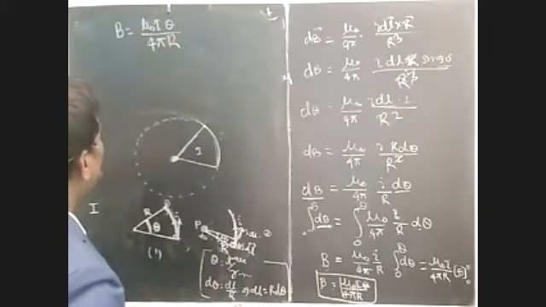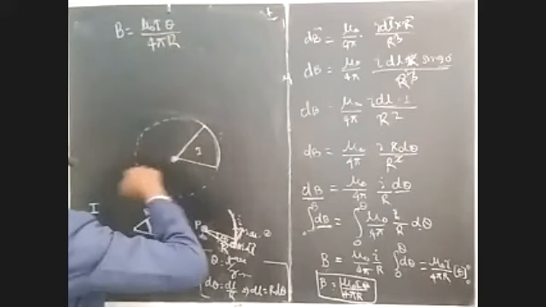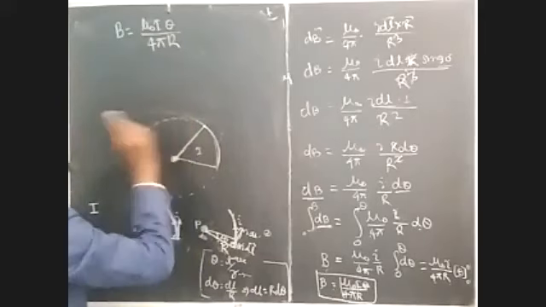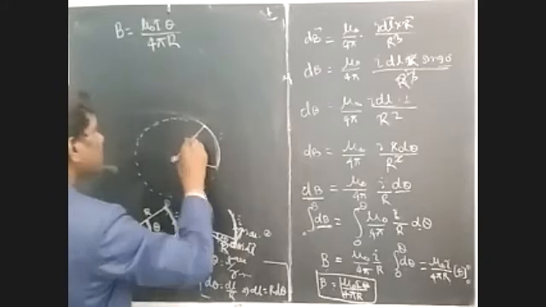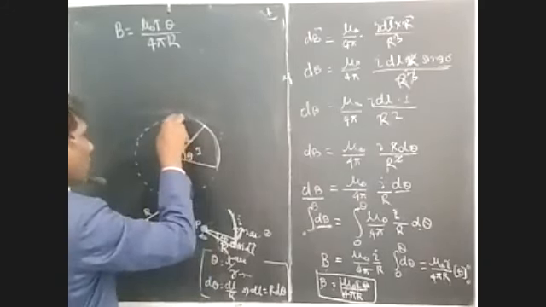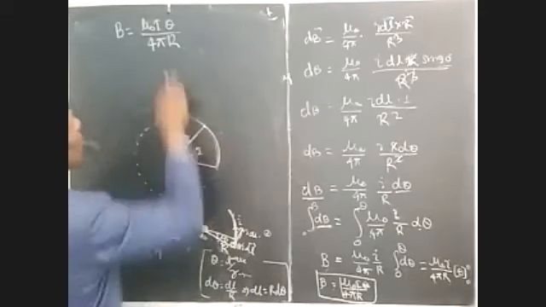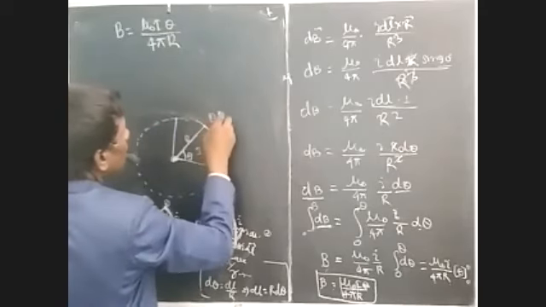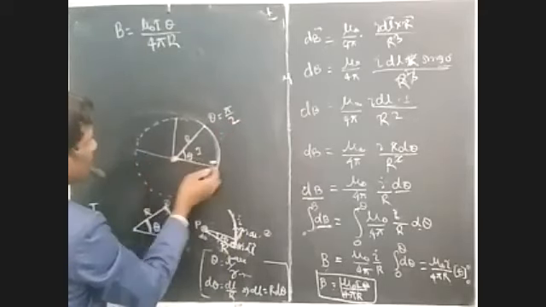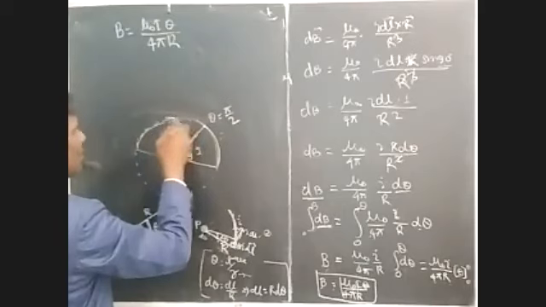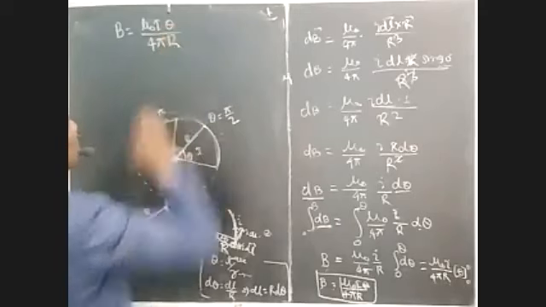Now think, what is the magnetic field when theta is 90 degrees, or theta is pi? Just think, this is very important, because this term is theta and this is the r. Suppose I want to find the magnetic field due to a quadrant, then we have to put theta equal to pi by 2. Similarly, if you want to find the magnetic field due to a semicircle, semicircle means theta equal to pi. You have to put pi here.